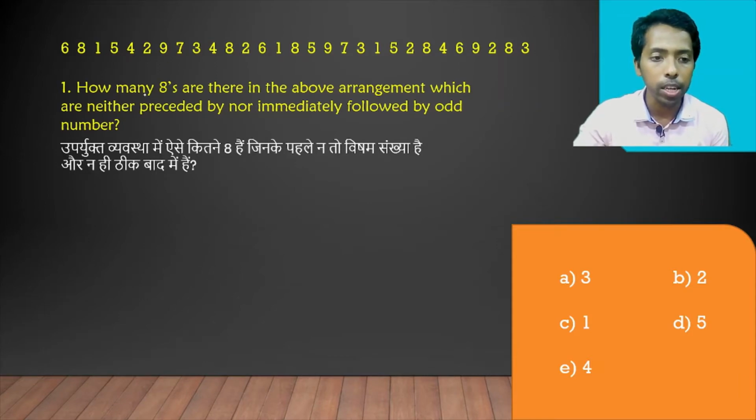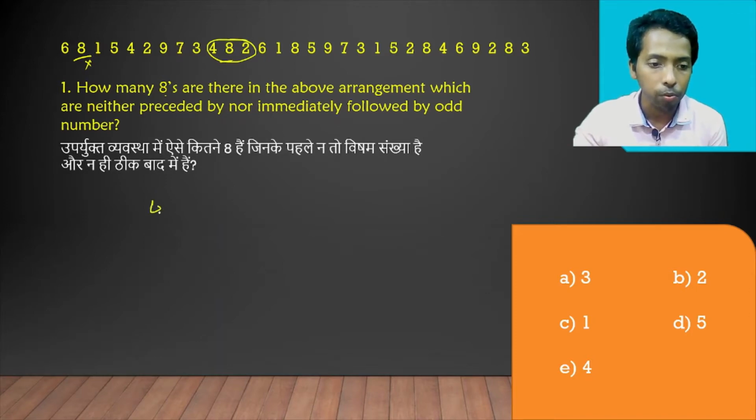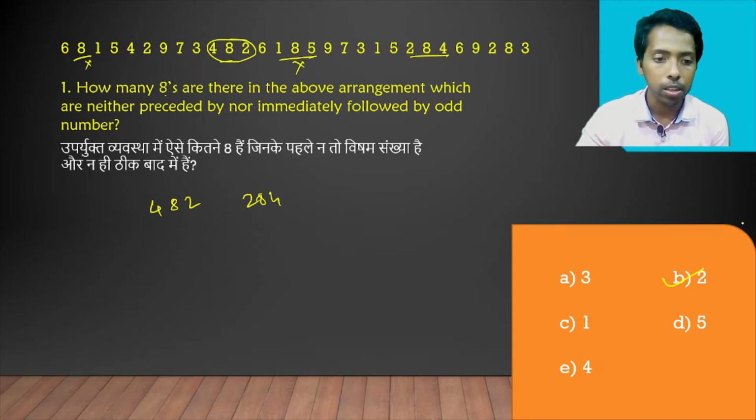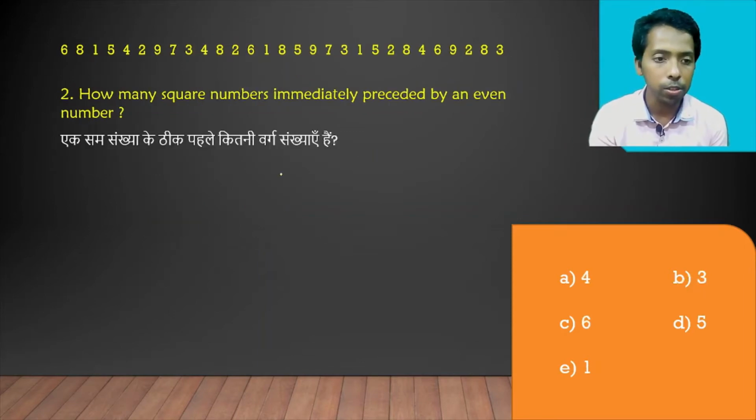So this is talking about how many 8s are there in the above arrangement which are neither preceded nor followed by an odd number. First find the 8s. Here is one 8, and yes, it's followed by an odd number, so this is cancelled. This is not the answer. Here is one 8, neither preceded nor followed by an odd number. So this is one set, 4 8 2. 1 8 5, cancel. 2 8 4, here is one more set. So two sets are there, and option B is the correct one. This is the first one, this is the second one. Easy questions.